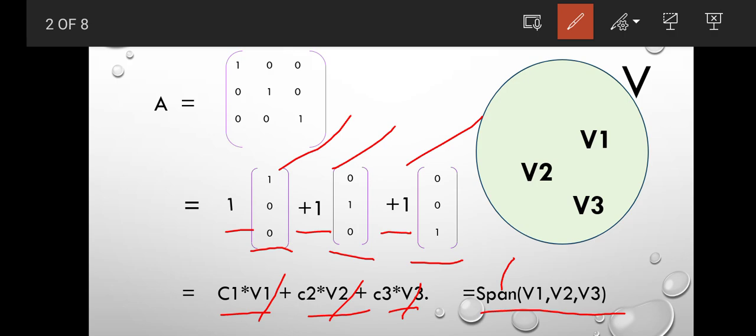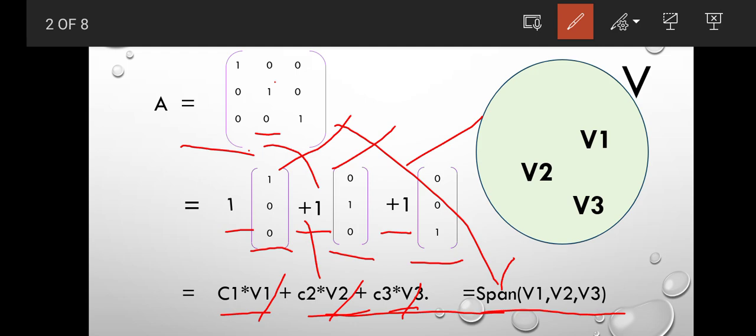Here, span of v1, v2, v3 gives the complete vector space. See, in the previous steps, c1 v1 plus c2 v2 plus c3 v3 gives 1 0 0 plus 0 1 0 plus 0 0 1, which means the complete vector space. So span means it gives a complete vector space. Span of v1, v2, v3 gives the complete vector space A, so I represented A is equal to span of v1, v2, v3. Span is nothing but a linear combination.